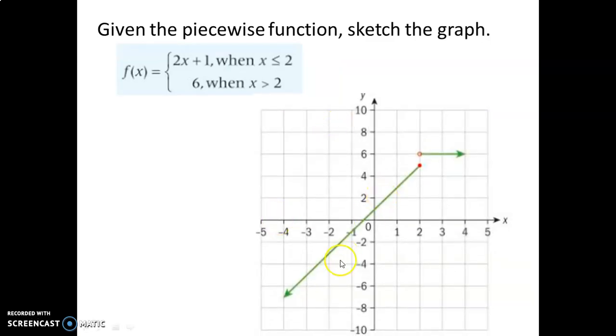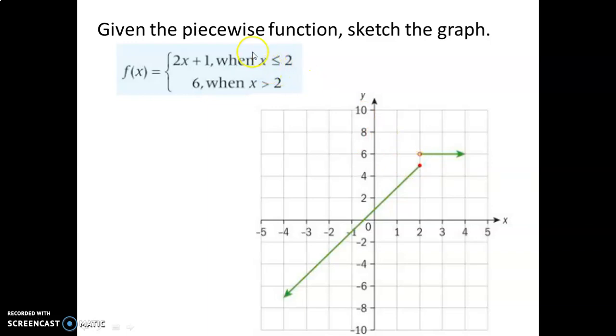This is the graph you should have produced. As you can see, when x values are less than or equal to 2, it is this equation, which has a positive slope and a y-intercept of 1. So here's our y-intercept of 1, and a slope of 2 tells us we will go up 2 over 1, up 2 over 1, and we'll end up right here, which is the end of that domain, so we stop that line there. Since it has an equals here, we're going to do a closed circle.